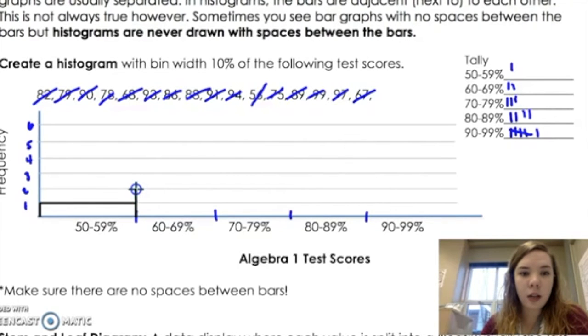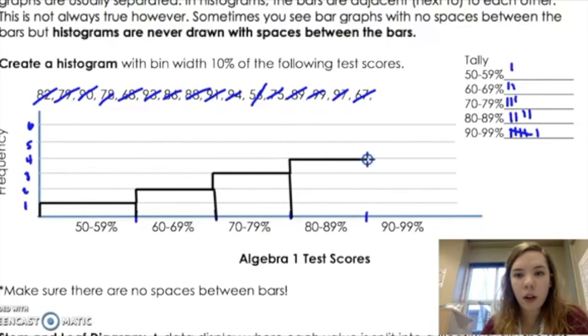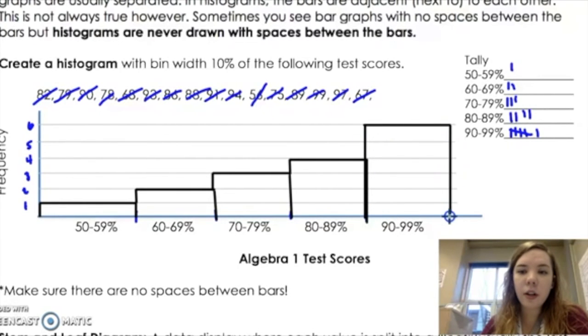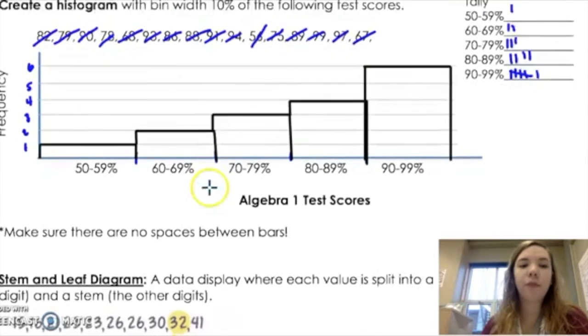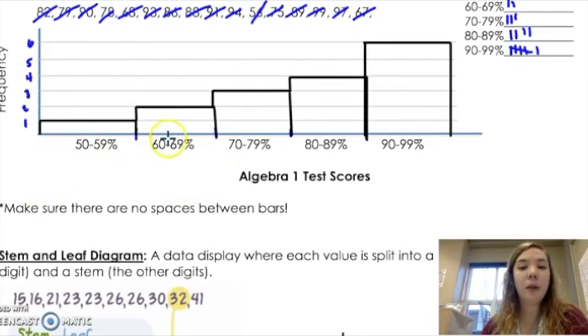Then 60 to 69, I had 2. 70 to 79, I had 3. Then I had 4. And for the last one, we had 6. So again, these pencil lines are not mandatory, but I think they're helpful, especially when you get way over here, because without this line, it's really hard to get those even. Again, make sure there are no spaces on a histogram.